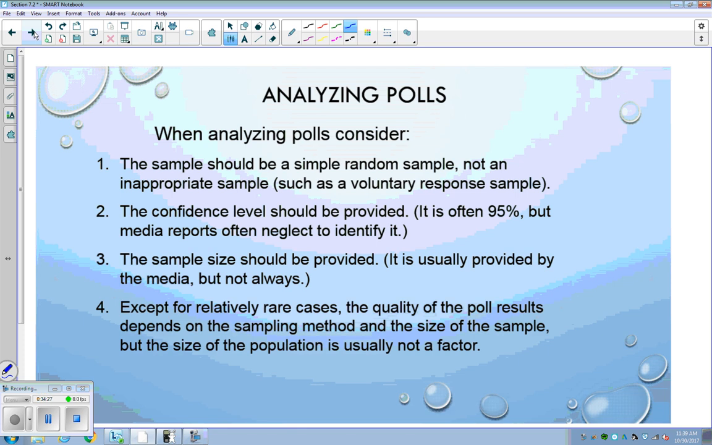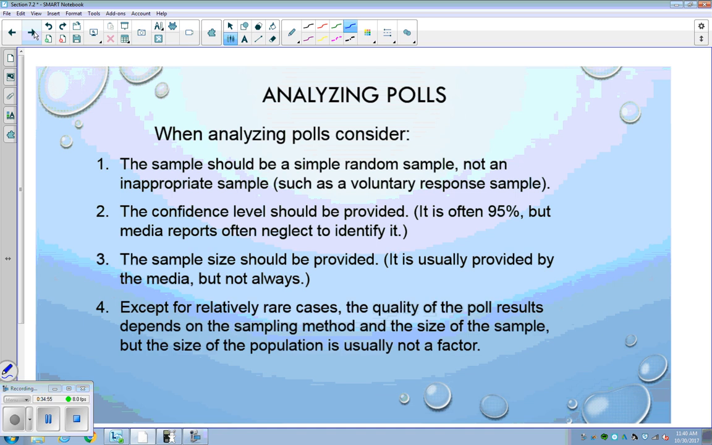Analyzing the polls, when you see things, again, you want to make sure the sample that's supplied is a random sample. It can't be a voluntary response. It can't be that I'm standing out front of the mall and saying, would you like to have another wing to the mall? Something like that.